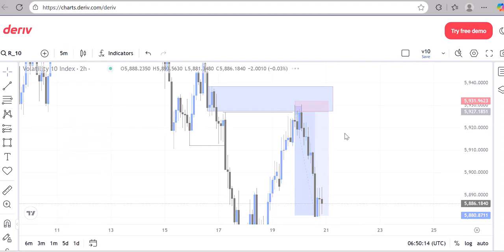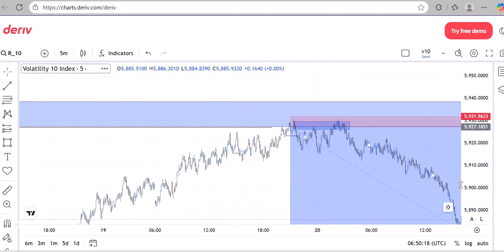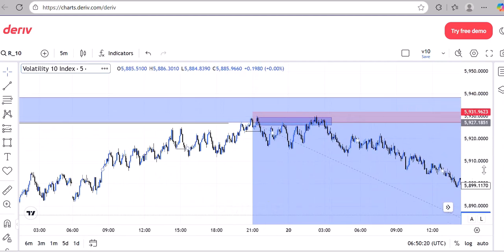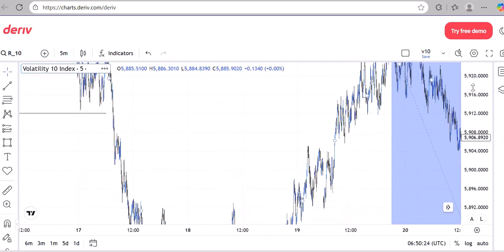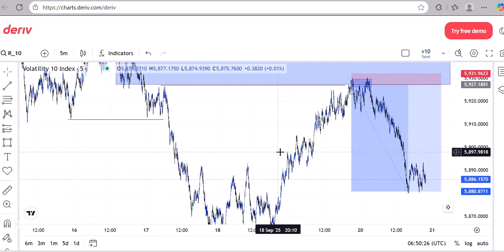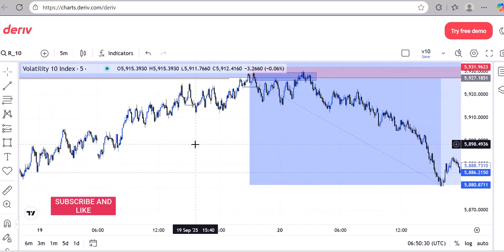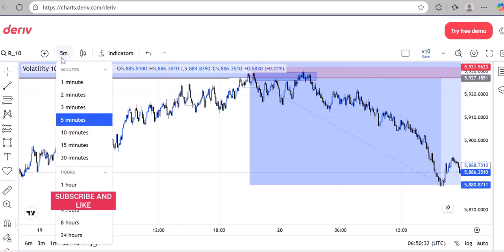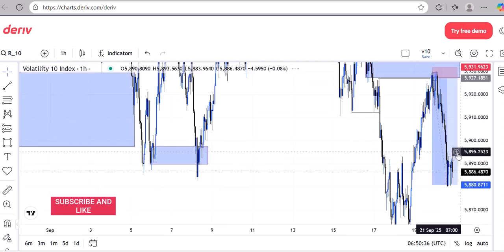So we actually spotted an entry in the 5 minutes time frame. So yeah, that's how we took the trade on volatility indices. Good luck, guys. Go practice it and look out for entries. Look out for opportunities before you place your trade.